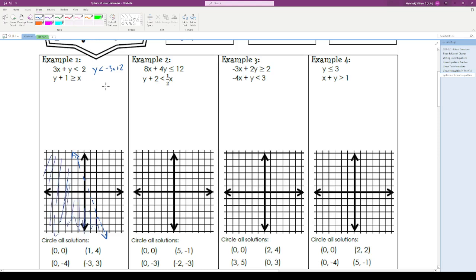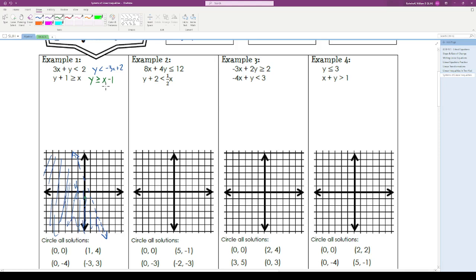graph. Our next inequality that we have is y plus 1 is greater than or equal to x. That's also not in slope-intercept form. The 1 is on the wrong side, so we need to subtract it to bring it to the other side. And we'll get y is greater than or equal to x minus 1. We need to graph this as well.